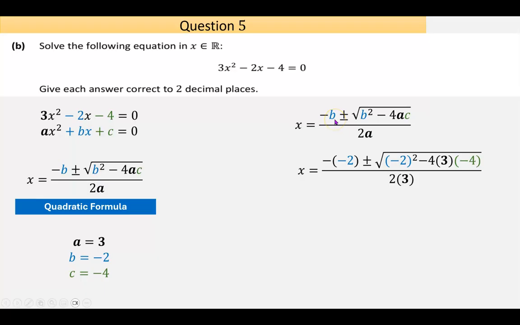So the B I identified as -2, I put it in brackets. The B here, I do the same thing, and I make sure to put it in brackets because we're going to heavily use the calculator in a second. The A value was 3, I put in brackets. The C value is -4. And down the bottom here, we can't forget this, the A value again is 3.